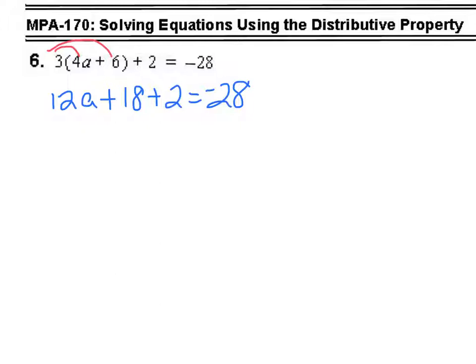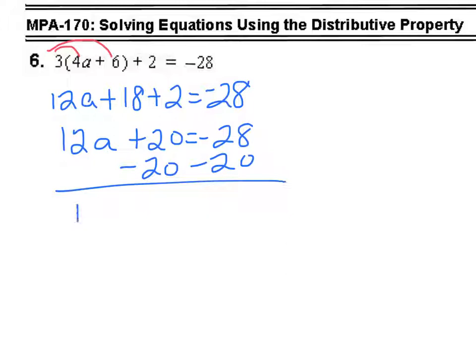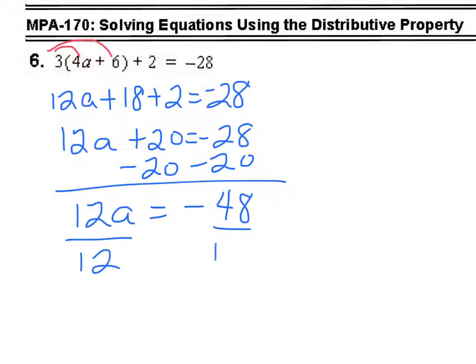Then I can add my like terms, so I'd have 12a plus 20 equals negative 28. I'm going to subtract 20 from both sides of the equation. So 12a equals negative 48. And if you're not sure, you can use a calculator there. Divide both sides by 12 to undo times 12. So a equals negative 4.